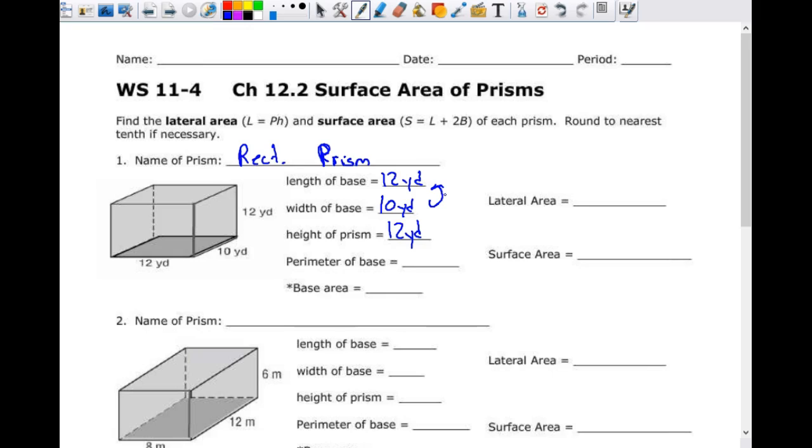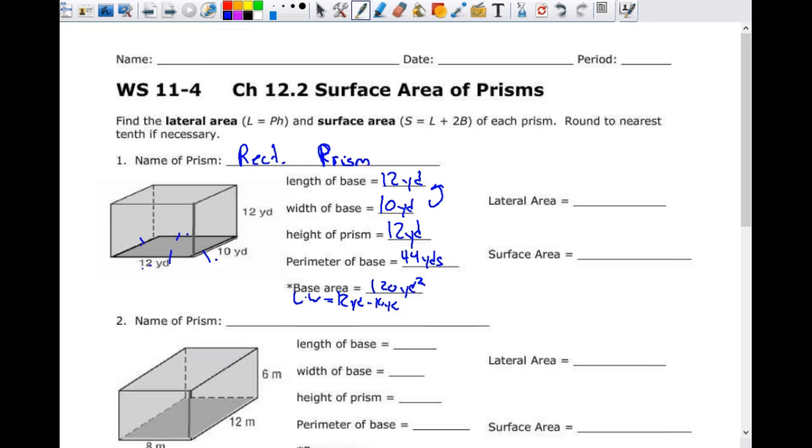Perimeter is going to be 12 plus 10 plus 12 plus 10, which is 44. An easier way to do it would be 12 plus 10 is 22, and since this side is mirrored with this side, you just multiply it by 2. 22 times 2 is, sorry, 44. Base area is length times width of base, which is equal to 12 times 10, which is 120 yards squared.